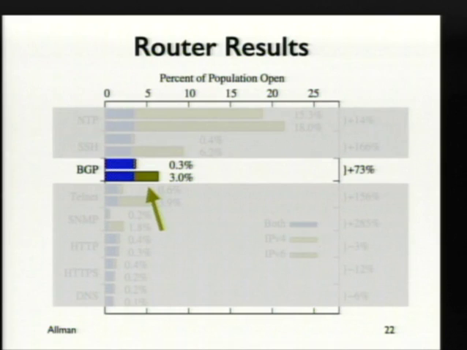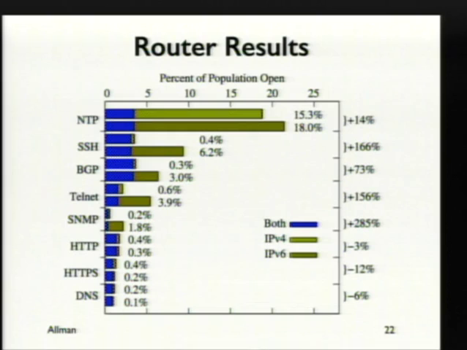This is the back door, right? This is just the opposite. This is where IPv4 said, nope, go away. And IPv6 said, sure, come on in. Okay, we'll talk to you. And so the number over here on the right is 73%. It's 73% more routers are accessible when we use IPv6 than when we use IPv4 on the BGP port. All right? So then here's the whole plot.